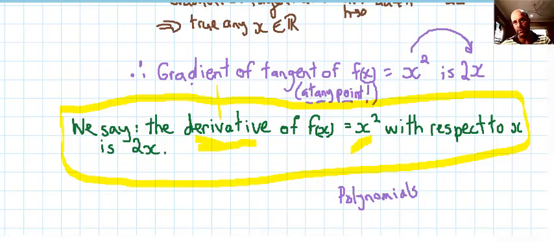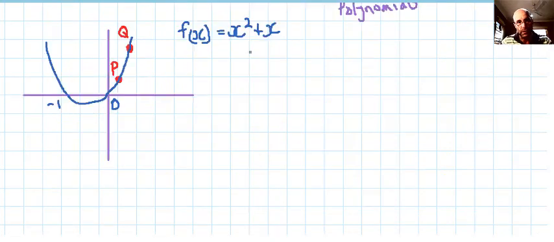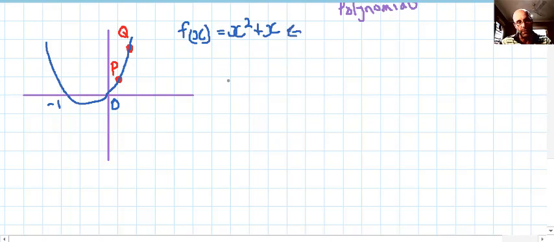There'll be restrictions there. So in this example here, we're going to find the gradient of the secant and then find the derivative. Okay, so we're looking at that function there, x squared plus x. We're going to find the gradient of the secant and then find the derivative.